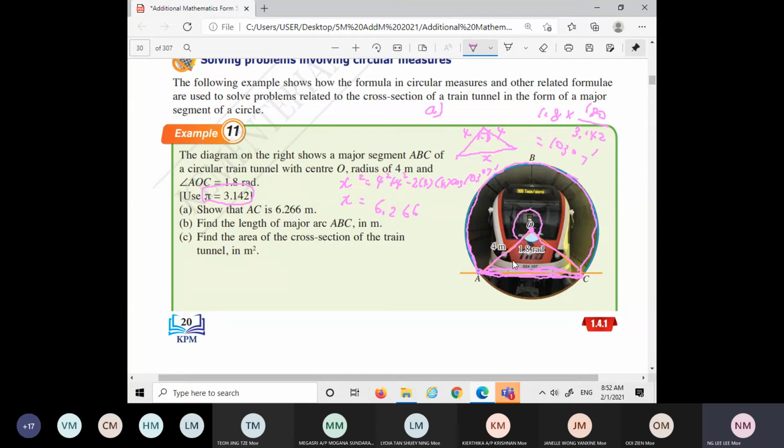Just now you know the 1.8 radian is 103 degrees, but I don't want to use the one in degree. I want to use the one in radian because my formula is in radian. So the whole turn, 360 degrees, is how many radians?